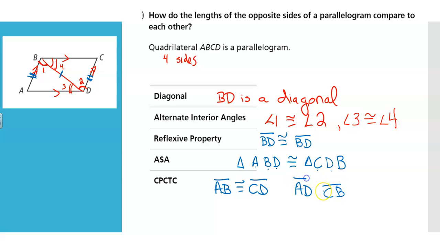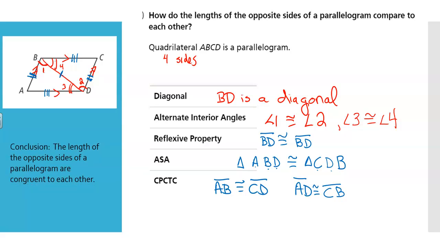Not for line segments. It does matter for the triangles. So those two are congruent. So these opposite sides here are also congruent. Well, I did kind of a backwards proof, where I gave you the justification and we had to figure out the statements. But we can conclude through all this that the length of the opposite sides of a parallelogram are congruent to each other.